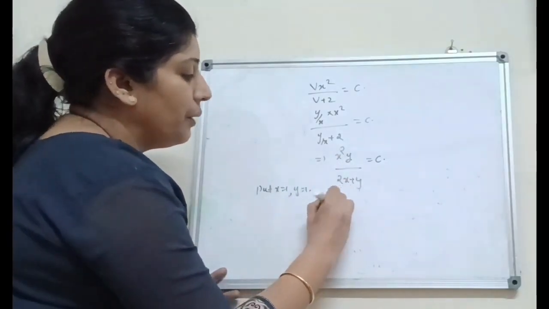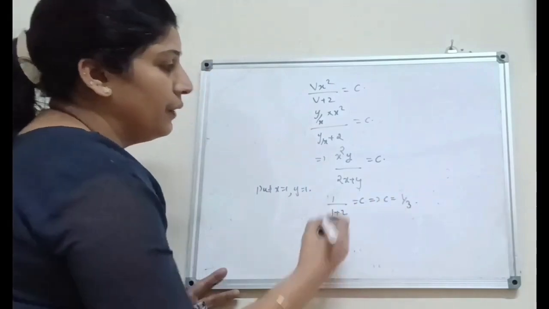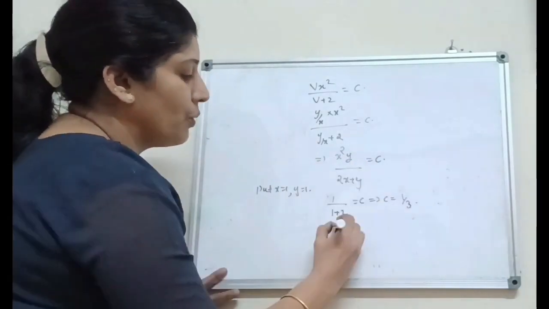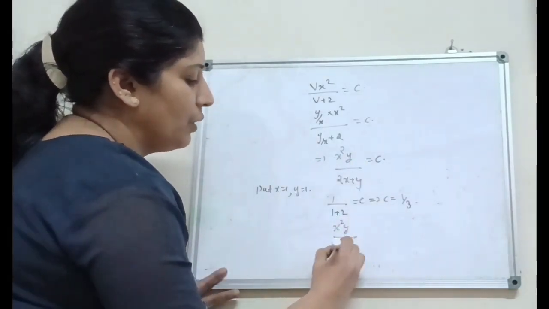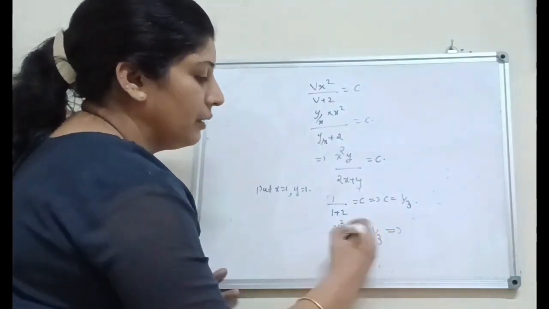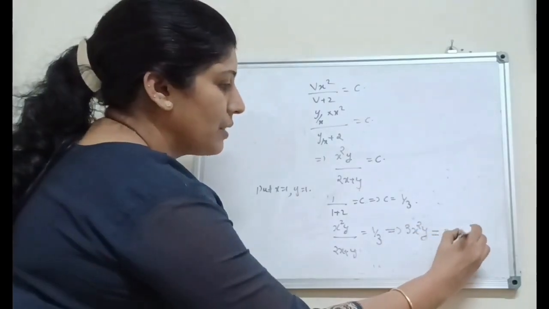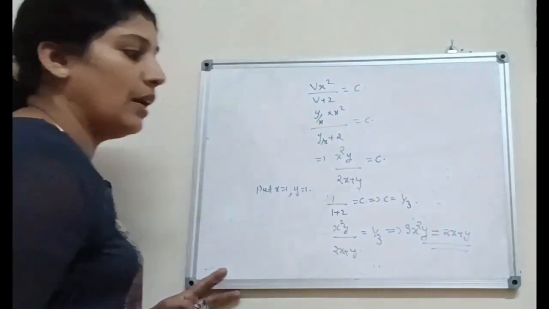Therefore, 1 by 1 plus 2 equal to c. That implies c equal to 1 by 3. Therefore, the general solution will become changed into a particular solution, that is x square y by 2x plus y equal to 1 by 3. That implies 3x square y equal to 2x plus y. This is the particular solution.